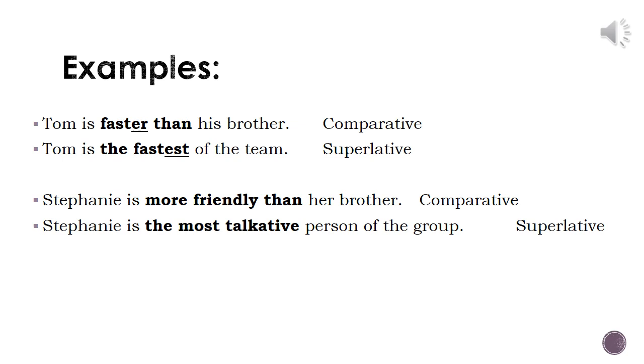Here we have some extra examples of comparatives and superlatives. For example, Tom is faster than his brother. We compare Tom with his brother. Tom is the fastest of the team. So I'm comparing Tom with all the team. So this is a superlative example. Stephanie is more friendly than her brother. This is a comparative. Stephanie is the most talkative person of the group. So we are comparing Stephanie with a whole group. So this is a superlative example.